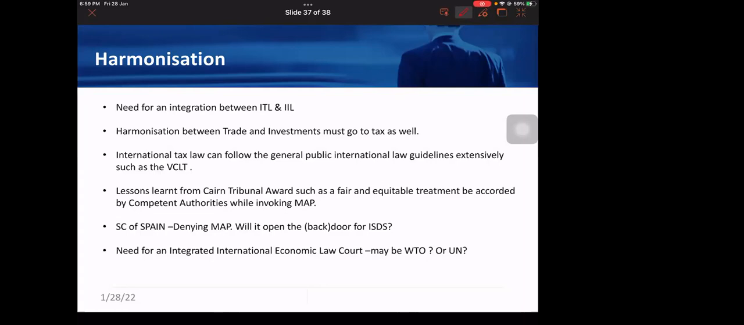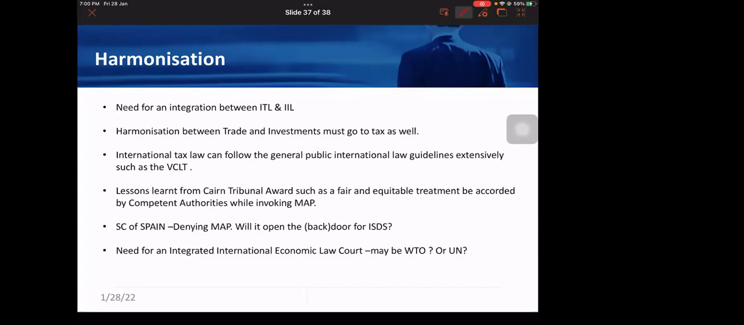More importantly, international tax law still doesn't follow much of public international law. It's still largely dependent on OECD commentaries and other aspects. So I think we should start following the VCLT, even though at times we do use good faith often. With multiple treaties going forward, with Pillar 1, the MLI amendment, and Pillar 2, there are already questions as to whether Pillar 2 is a treaty overreach. It's going to raise very interesting issues. So it's important we align with general public international law guidelines. The Cairn Tribunal went on general public international law, which is fair and equitable treatment. And I think that should be part of tax treaties as well.